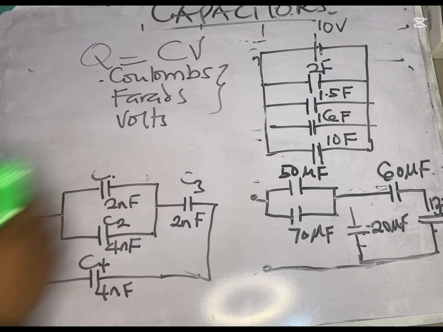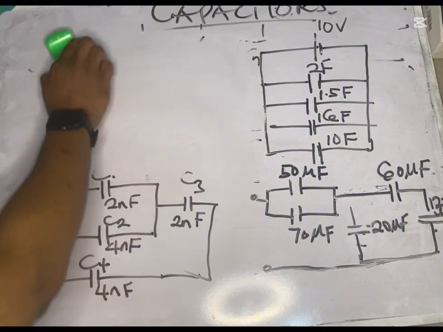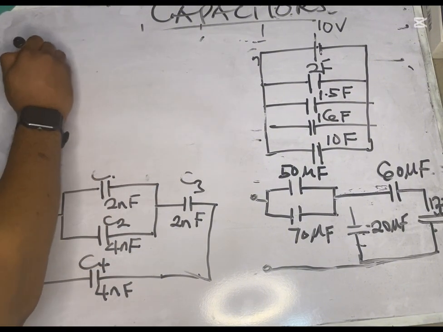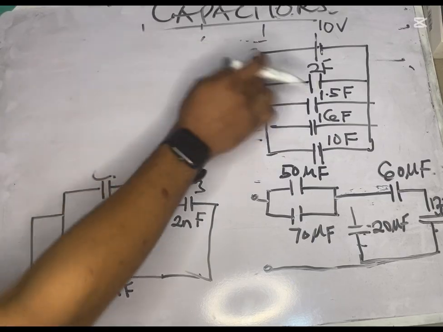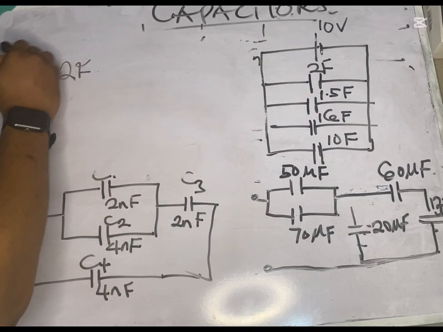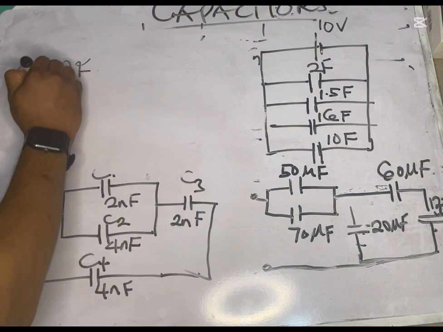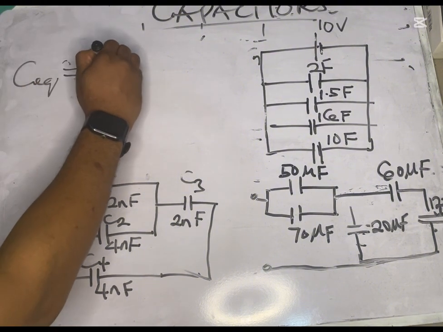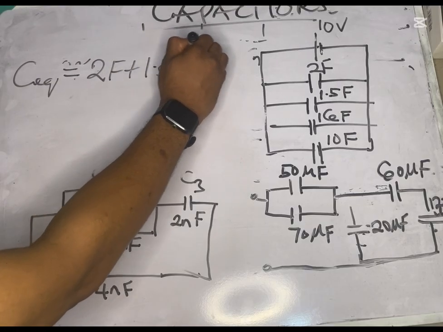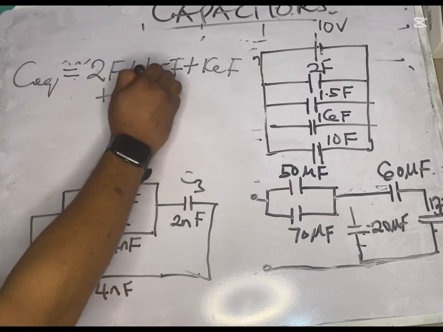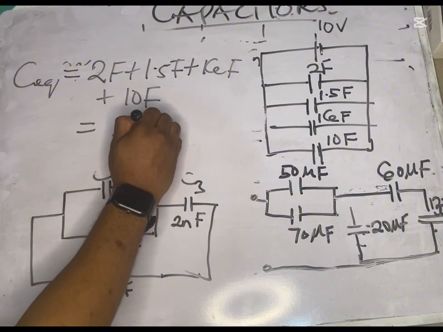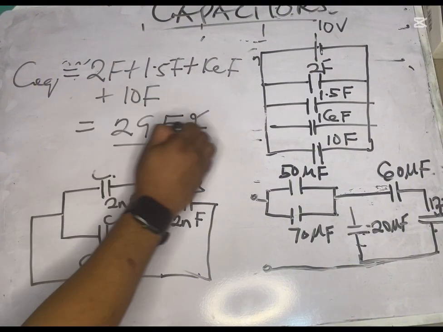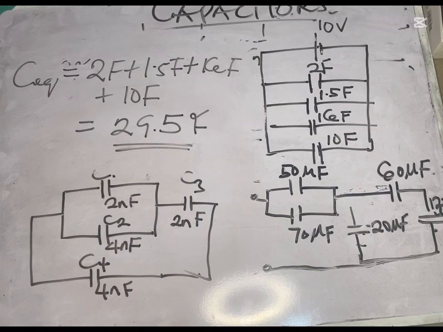So now let's solve for this. Quickly solving for that, we would have 1 over, sorry, not 1 over, because it's in parallel. So our Ceq will be equal to 2 farad plus 1.5 farad plus 16 farad, then plus 10 farad. If we add all of this, we'll be getting 29.5 farad as our total capacitance.